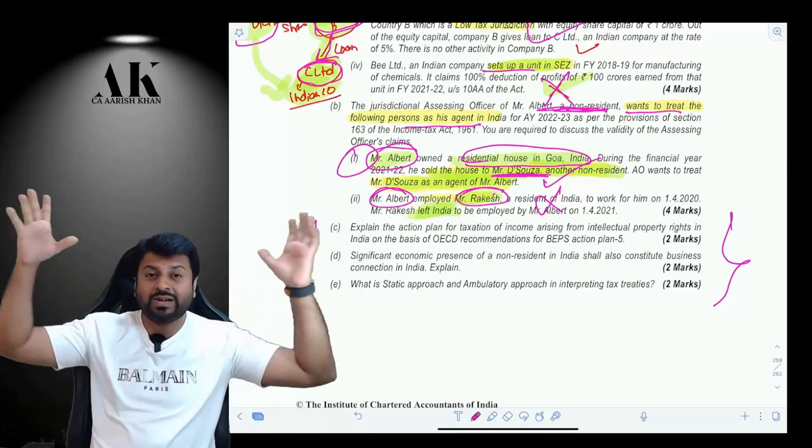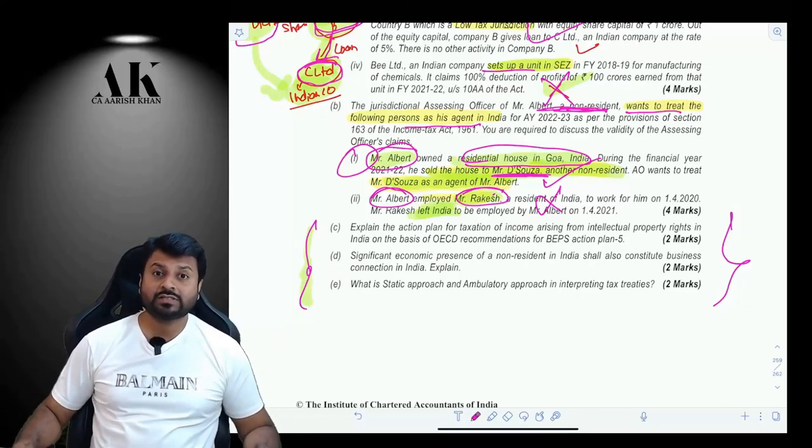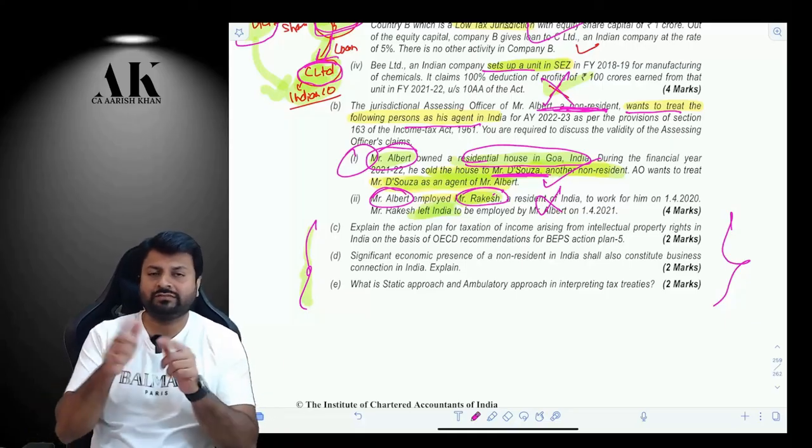And your mind is open like anything. Your mind has now started thinking: if this has come, this is going to be the effect. If this comes, this is going to be the effect.